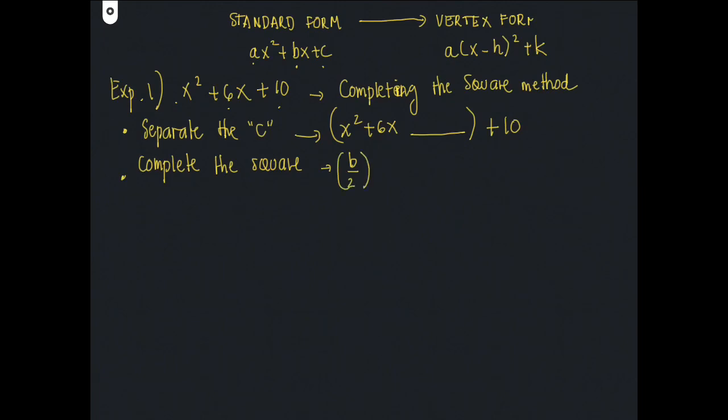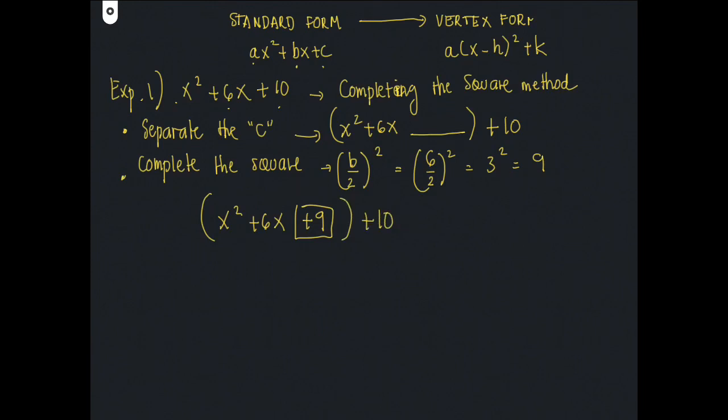How? Based on the other lesson, we know to complete the square, we just use b divided by 2, and then we square it. So b is 6, divided by 2 is 3, and we're going to square it, equals 9. So now the expression will become x squared plus 6x plus 9, and then outside the parentheses plus 10. But be careful, because we're adding 9, we're actually changing the original expression, x squared plus 6x plus 10, now plus 9. So we cannot do that.